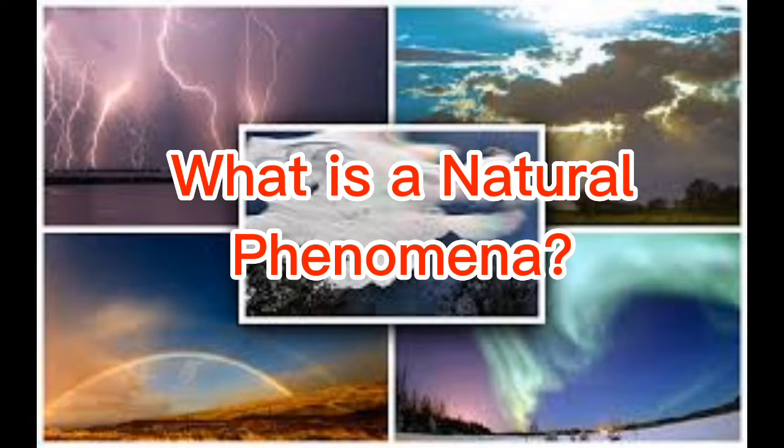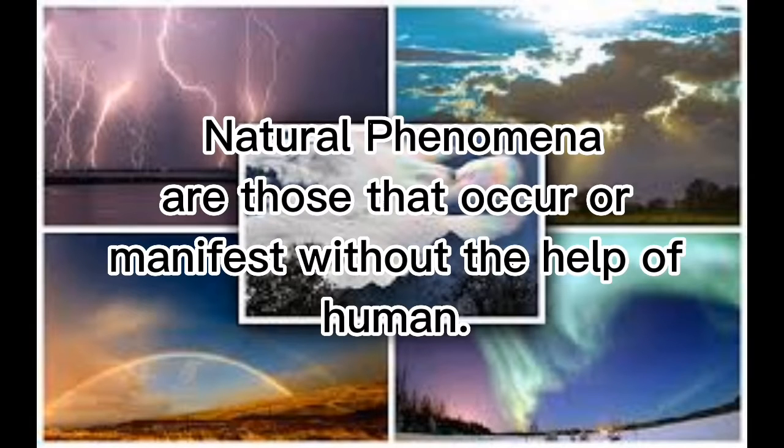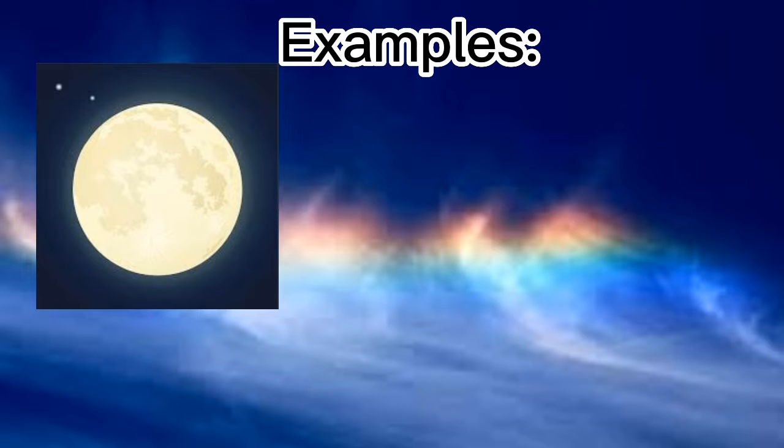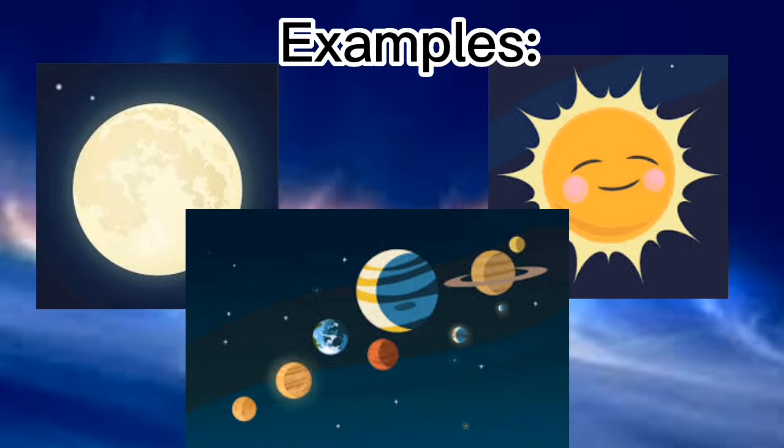What are natural phenomena? Natural phenomena are those that occur or manifest without the help of humans. For example, earthquakes, moons, sun, planets, and many more.